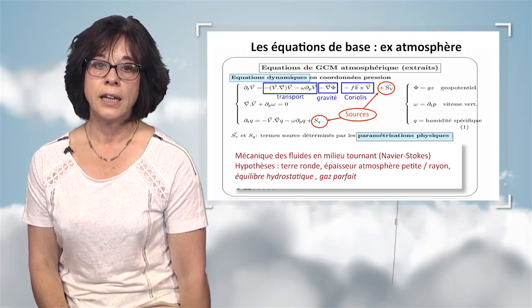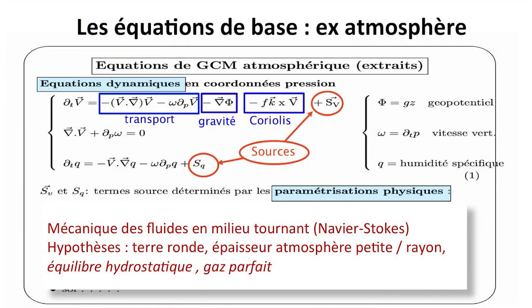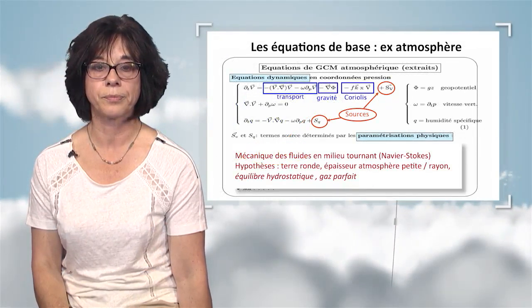The equation system we use is derived from the mechanics of flows in a rotating medium, and some simplifying hypotheses were made, such as the round Earth, and the hypothesis level depends on the model. These are general circulation or general flow models. Here I have indicated the equations of an atmosphere model, where we have motion equations and flow equations. The variables are the wind, the temperature, humidity, and the equations, such as the motion equations, will use sources and sinks for energy that need to be shown. In the rotating motion, the Coriolis force will be taken into consideration because it is responsible for large variations in the atmospheric flow or circulation.